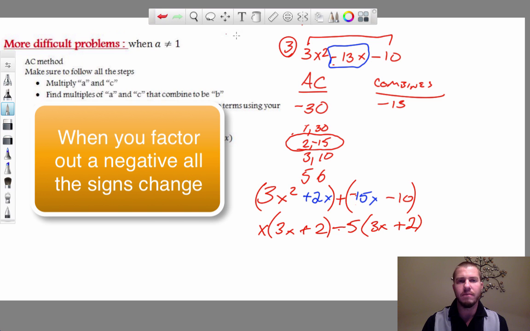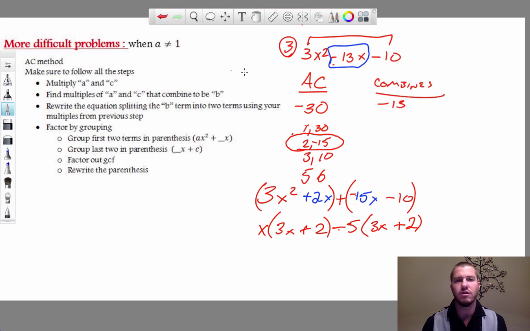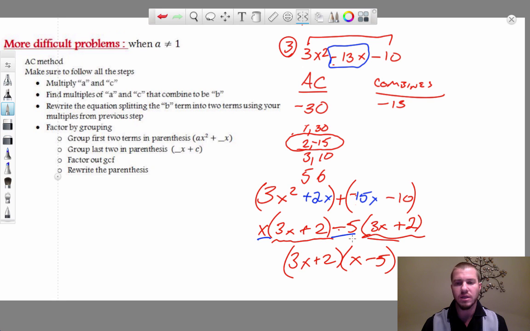And what should happen, and this will have to happen if you're using the factor by grouping, is these two parentheses should be the same. So if these two parentheses are the same, then you're on the right track, and now you rewrite the parentheses. So that matching parentheses is one of your factors. The other factor is what's on the outside of each one. The x minus 5 becomes your other parentheses, and this is the factored form.